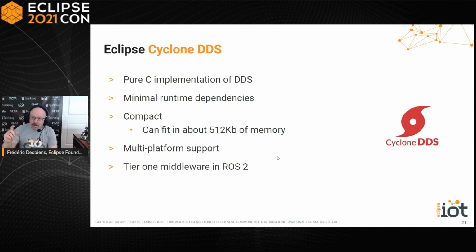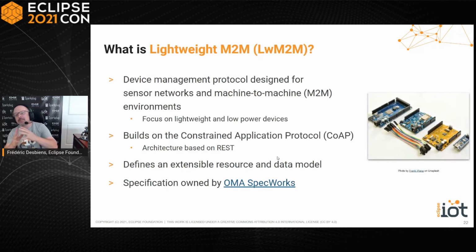And Cyclone DDS is the default middleware in the ROS2 robot operating system. So that's something that you should know about. Obviously, there are options in the market to integrate with DDS in a Java environment. But anyway, for the sake of completeness, I left DDS in the presentation. But unfortunately, at this point, we don't have a Java implementation at Eclipse.